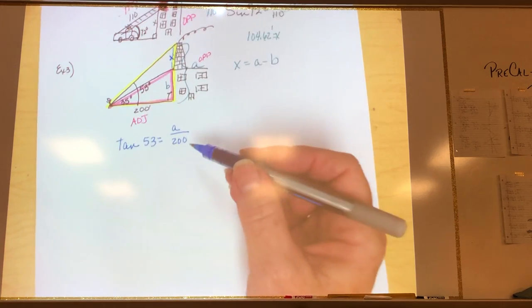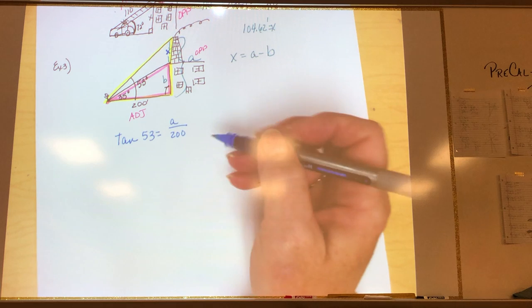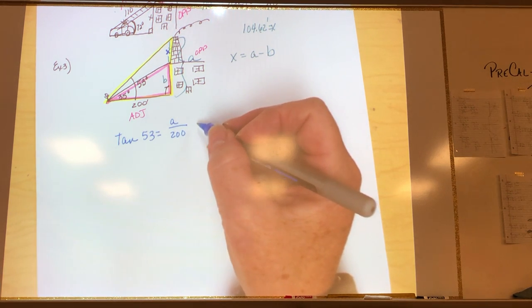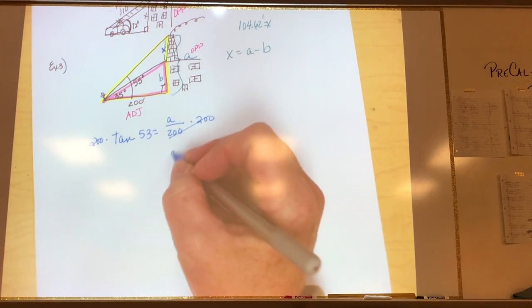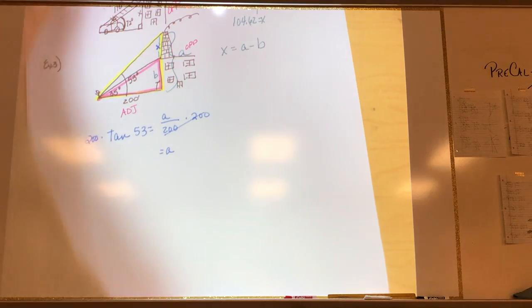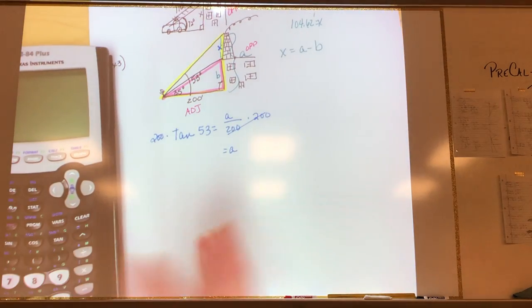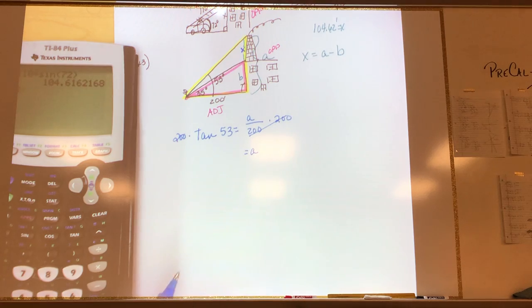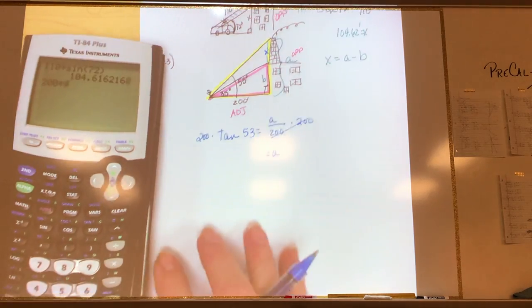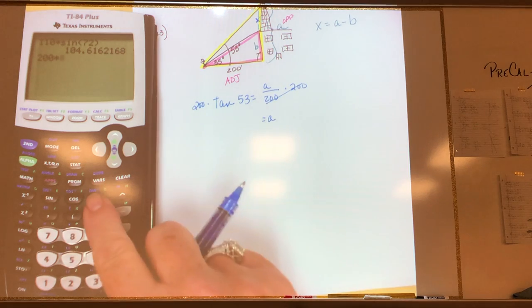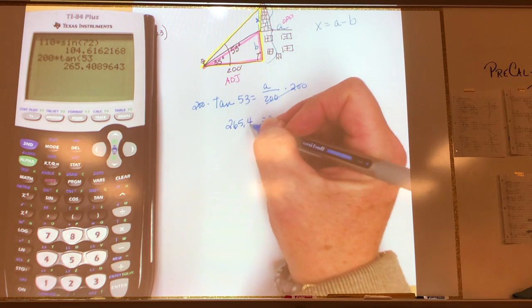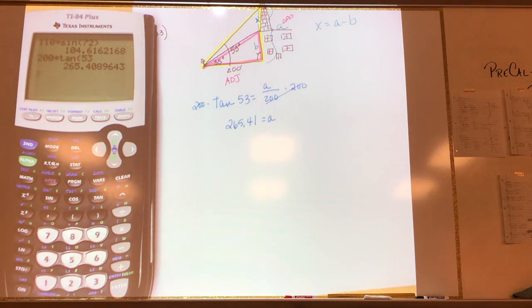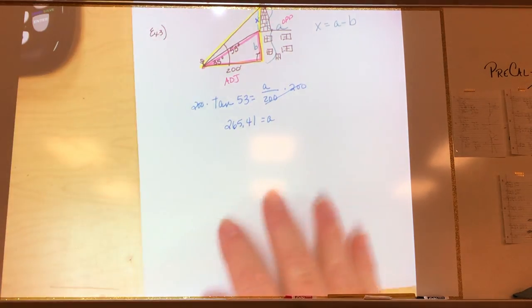All right, so here we go. Solving for A, tell me what to do. Multiply by 200, both sides. On the right, it cancels out, and A, not standing for adjacent, is 200 times the tangent of 53, which is 265.41. I'm rounding mine off because most of the time it's going to say round off to two decimal places, so I'm going to keep mine there.